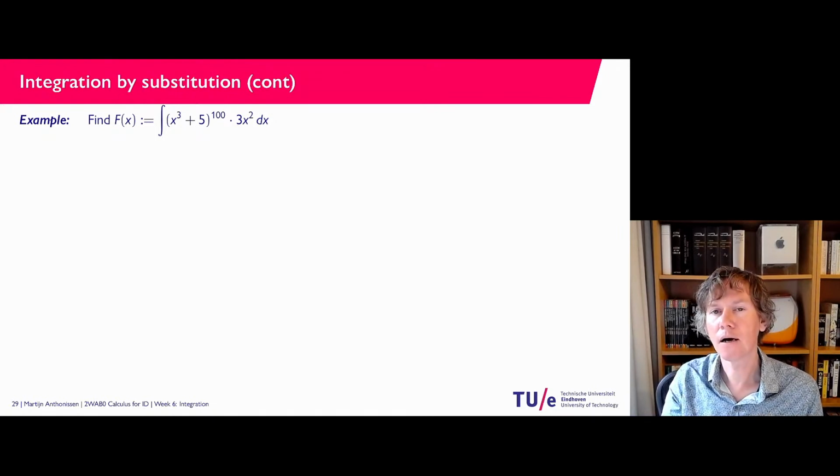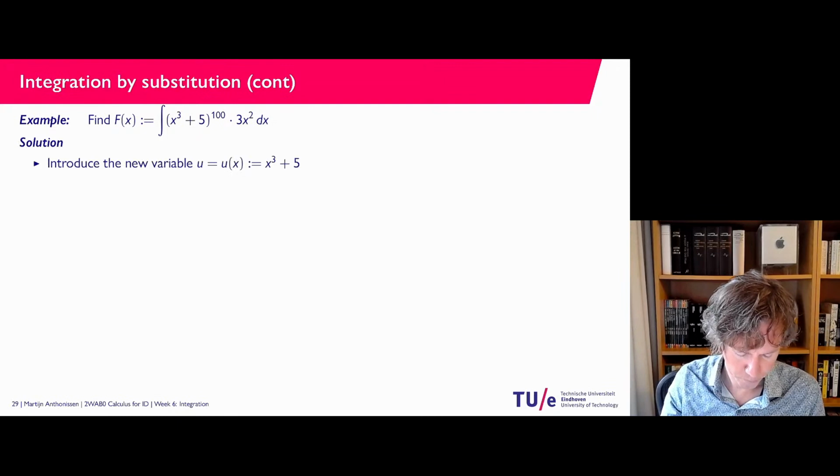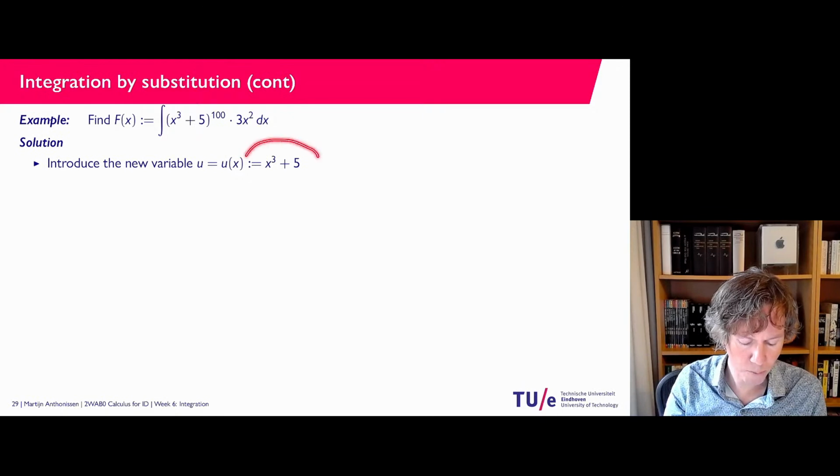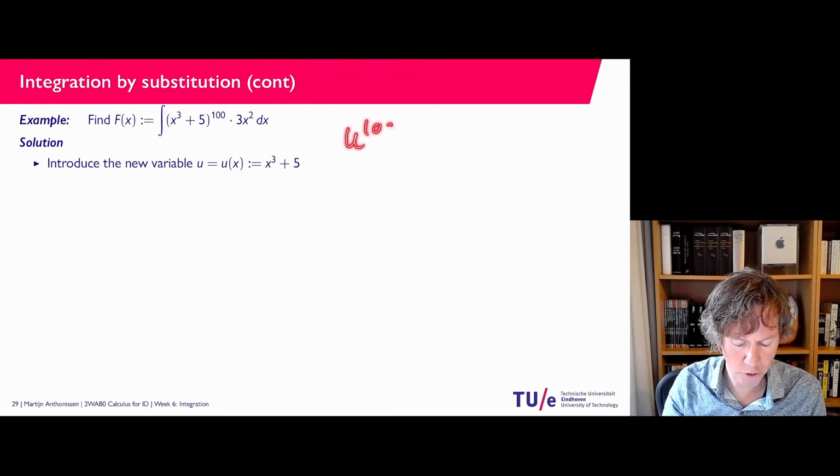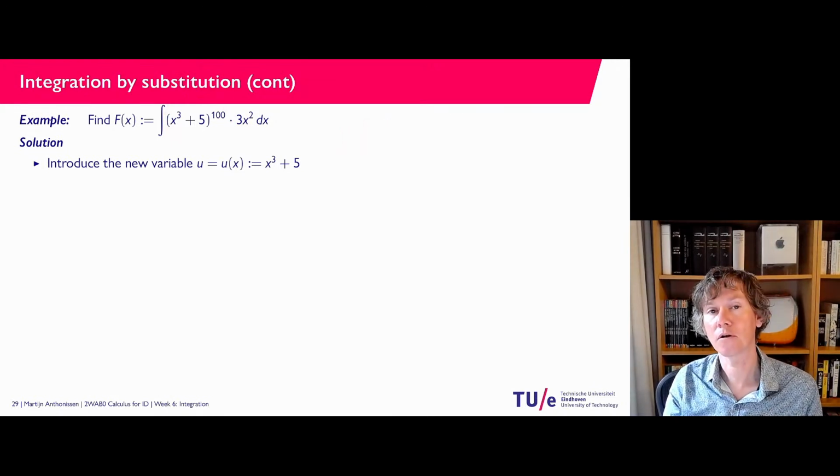So let's do substitution. What I'm going to do is introduce a new variable u, and it's going to be x to the power 3 plus 5. If I do that, then this (x to the power 3 plus 5) to the power 100 becomes u to the power 100, and I can integrate that because the primitive for that is u to the power 101 over 101. Okay.